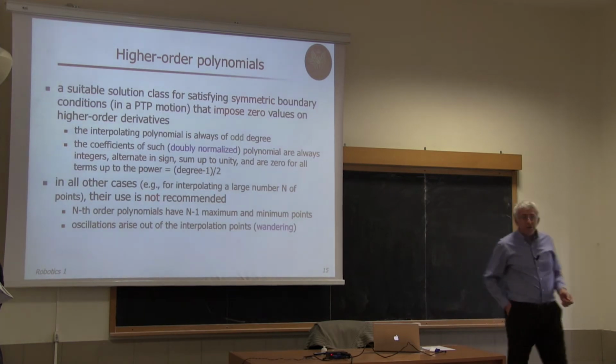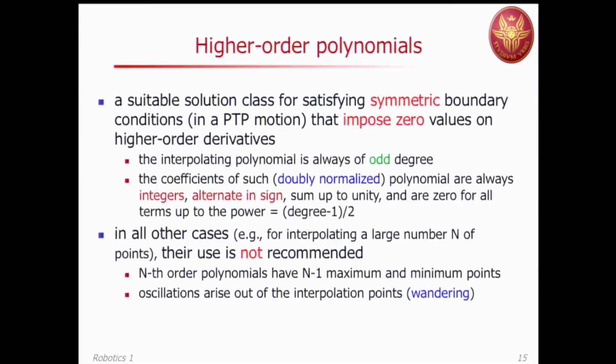So, higher order polynomial. And now it's time for making this table. So suppose that, again, we go back to the previous case of point-to-point motion. So we have only one initial configuration and final configuration to be interpolated. And we want to be very smooth at the beginning and at the end, meaning that we want to impose 0 velocities, 0 acceleration, 0 jerk, and so on and so on.